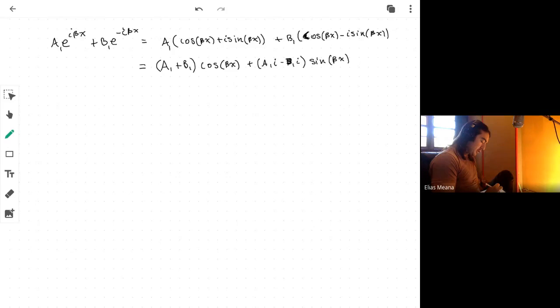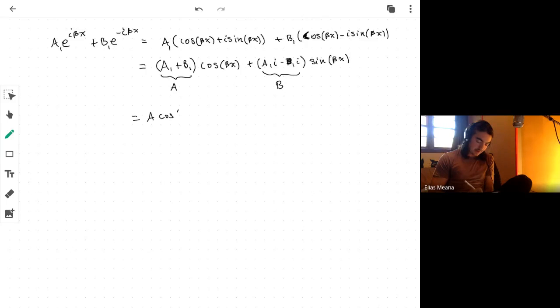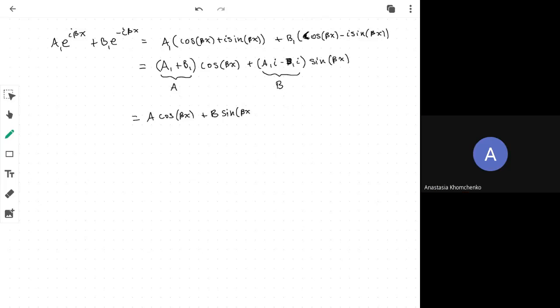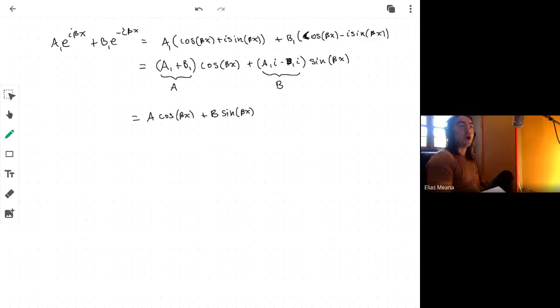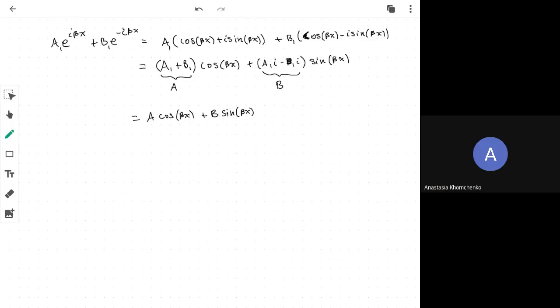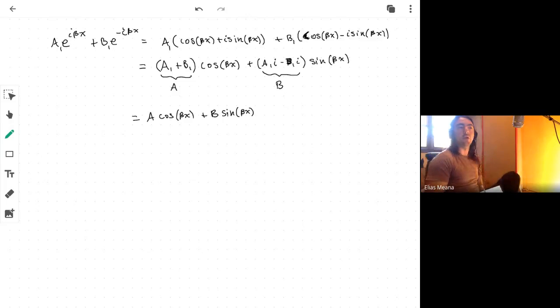Okay, so then what we do is we just say let a1 plus b1 equal a, and let a1i minus b1i just equal b. And we end up with, this is the same thing as writing a cosine of beta x plus b sine of beta x. It doesn't matter if you would say that a1 plus b1 is equal to b and a1i minus b1i is equal to a, right? No, it wouldn't matter at all. They're arbitrary constants, right? We're going to end up fitting those constants to our initial conditions to find a particular solution anyway, right?